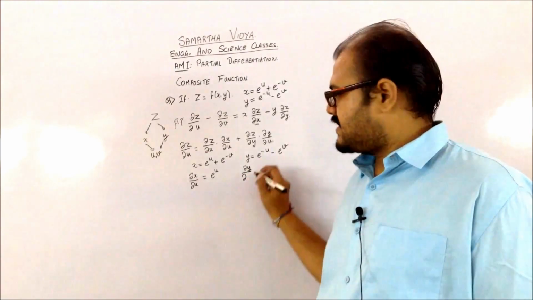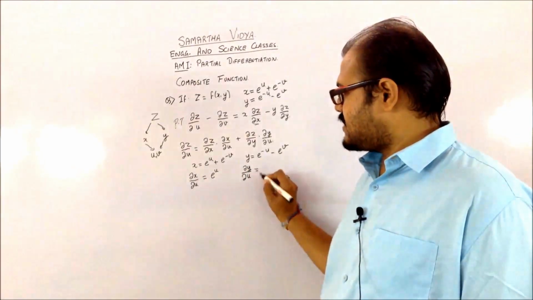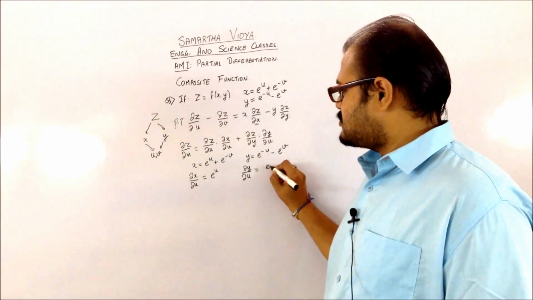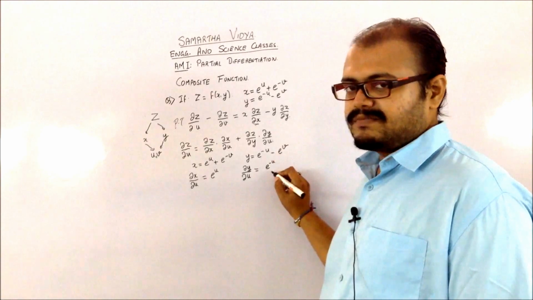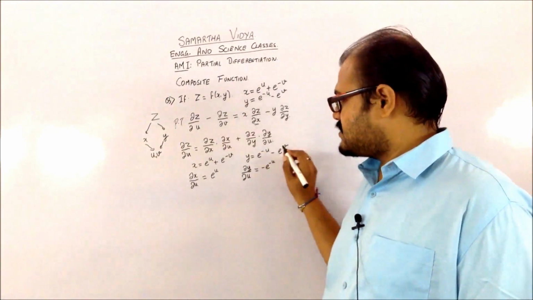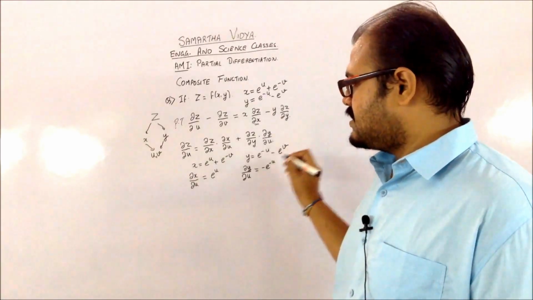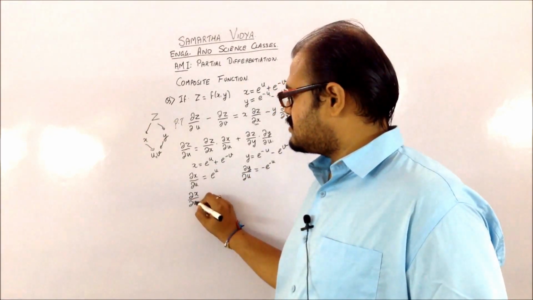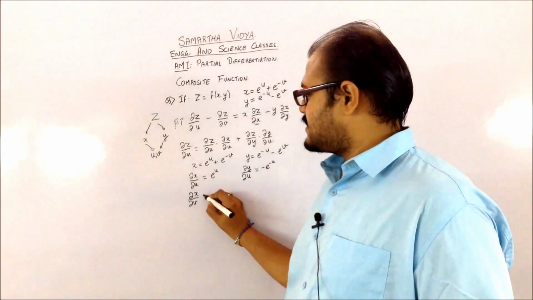Next you need to find your del y by del u. So that is going to be the derivative of this term. That is e raised to minus u into the derivative of minus u, that is minus 1. And the derivative of this is going to be 0. Let us also find out what del x by del v is going to be, because we will be requiring it for the next term.